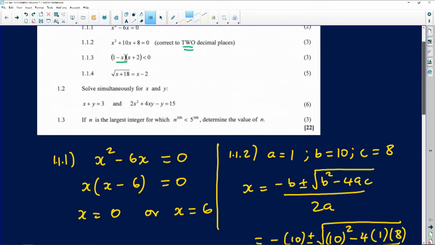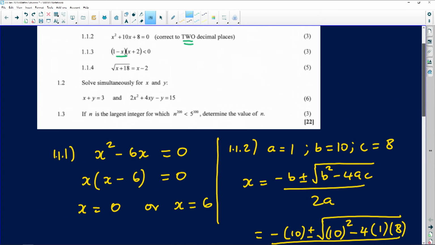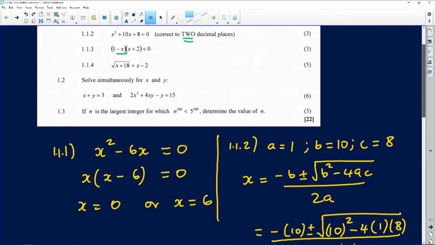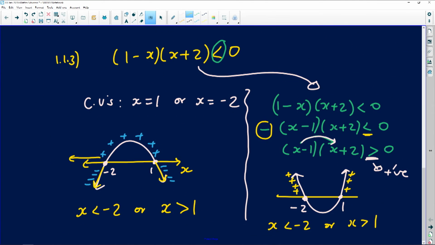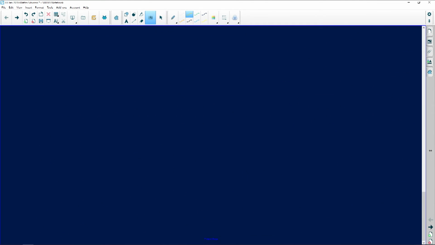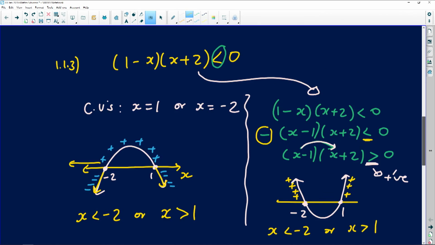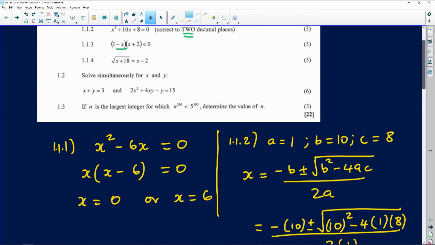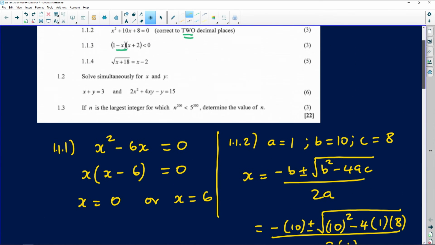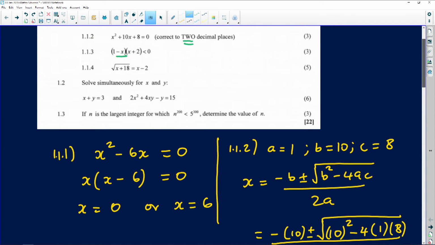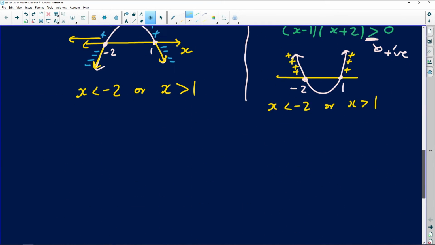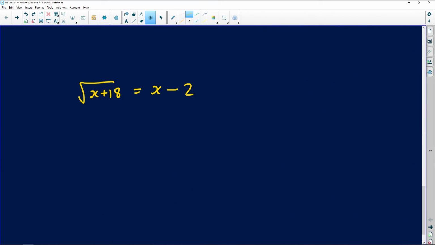The next one says the square root of x plus 18 equals x minus 2. All right, cool. Is it plus or minus? Let's just confirm that quickly. You have to also make sure that you're copying questions correctly, because if you don't, you're likely to make mistakes. So x minus 2 is what you're looking at. And that is our question 1.1.4.